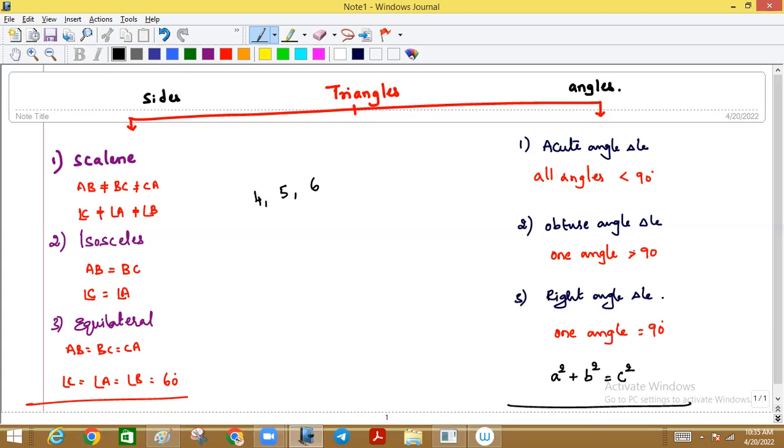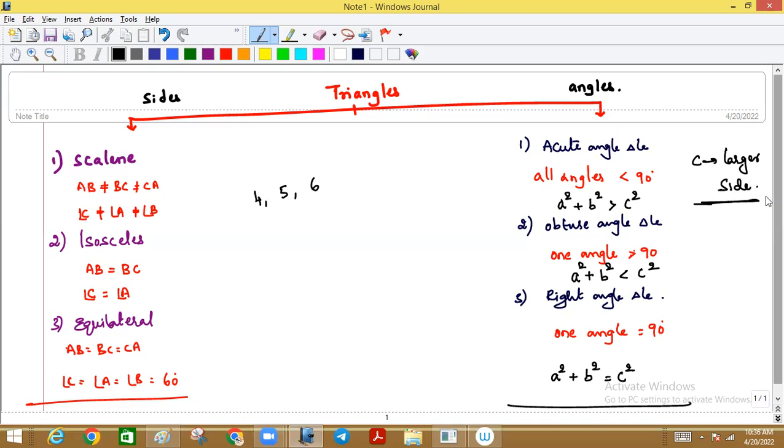Now, how do you decide whether it is acute, obtuse, or right? For that, if A square plus B square is greater than C square, where C is the larger side. If A square plus B square is lesser than C square, then you can say it is an obtuse angle triangle. What is side C? C is the larger side. Is that understood? Okay. Acute angle triangle, obtuse angle triangle, right angle triangle.